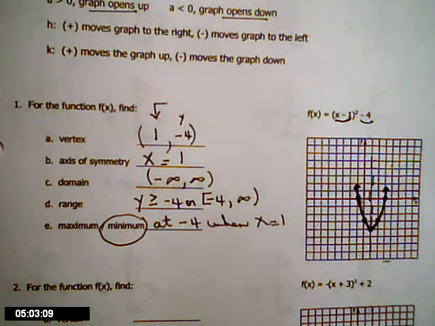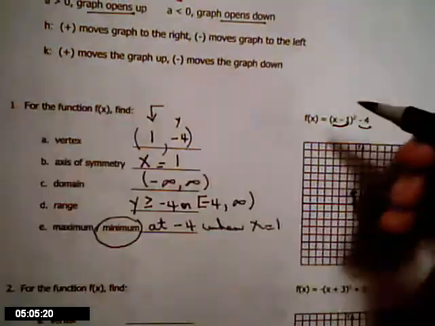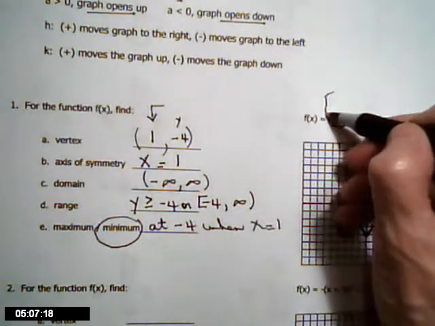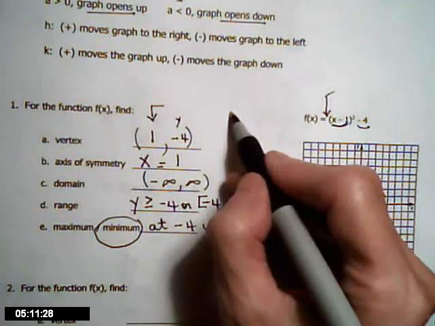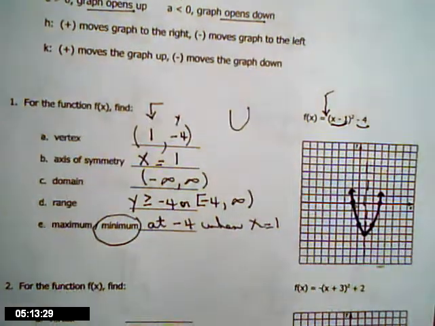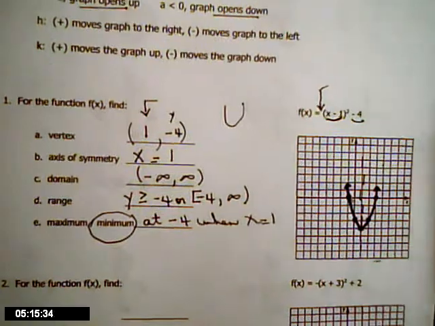Now, one thing we did not talk about, but if you'll notice, there is not a negative sign in front of this equation. Therefore, this parabola opens upward. That possibly could have been a question.